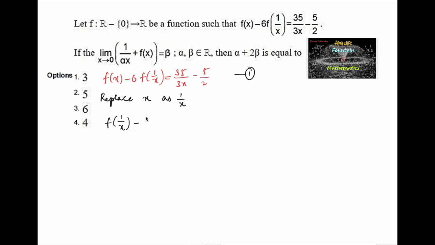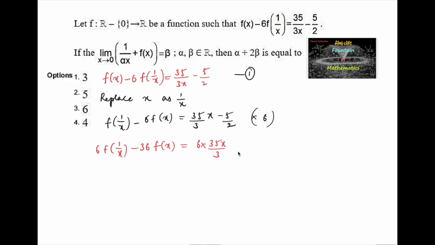f of 1 upon x minus 6 times f of x is equal to 35 by 3x minus 5 by 2. Let's eliminate f of 1 upon x. So multiply this equation with 6. So we'll get 6 times f of 1 upon x minus 36 times f of x is equal to 6 times 35x upon 3 minus 6 times 5 upon 2.